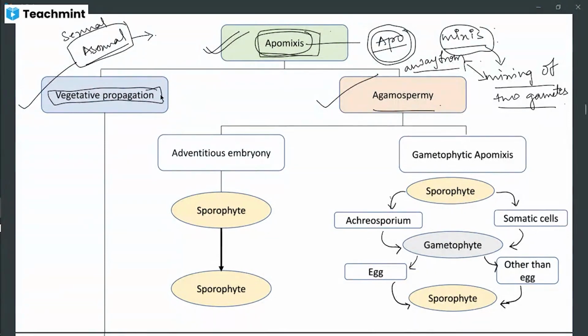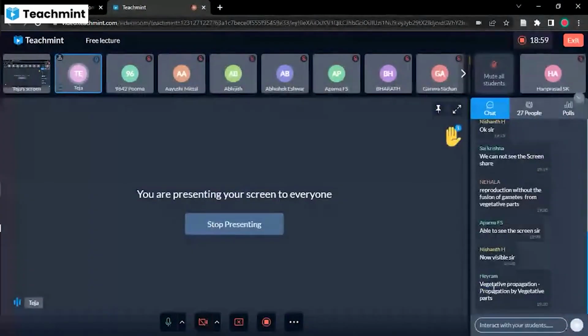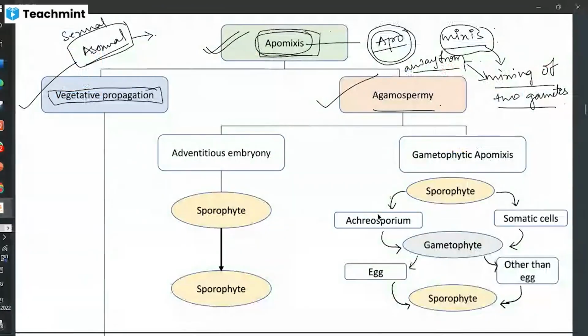And now coming to vegetative propagation. So someone answered vegetative propagation is propagation by vegetative parts, and reproduction without the fusion of gametes from the vegetative parts. Oh, good. So both are correct. So just propagation through vegetative parts. Whatever other than the fusion of gametes, if you produce a progeny, that is known as vegetative propagation.